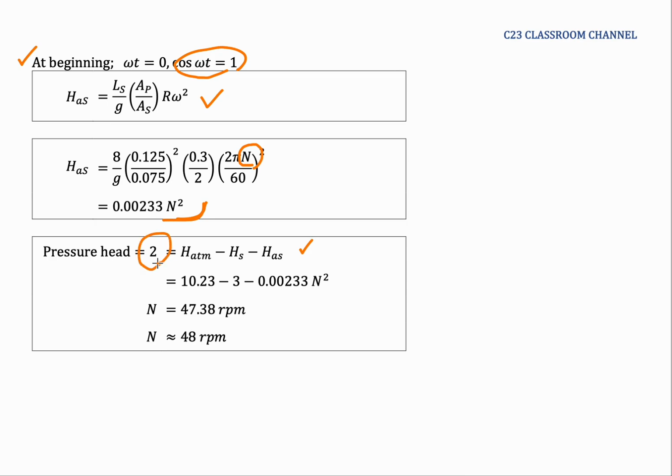So we substitute the value of pressure head as 2, and then we could finally calculate the value of n, which is 47.38 RPM. Normally if we deal with RPM, we will round up to the nearest integer. So 47.38 we need to round up as 48 RPM.